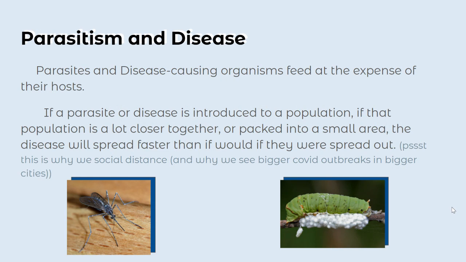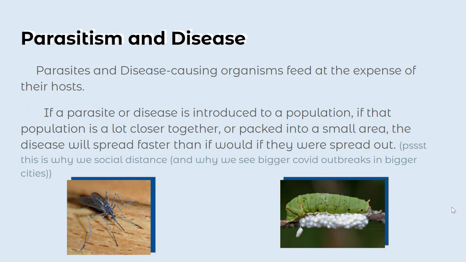Another example of a density dependent limiting factor is parasitism and disease. So parasites and disease causing organisms can, like we learned, feed at the expense of their hosts. If a parasite or a disease is introduced into a population, if that population's really tight together or really packed into a small area, the disease will spread faster because we've got more contact.